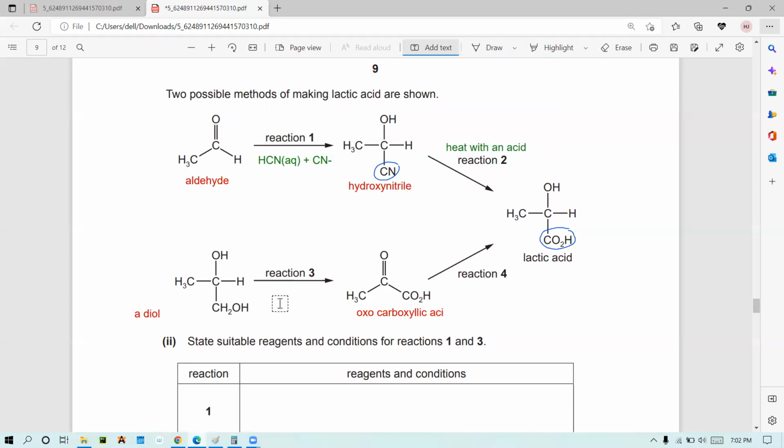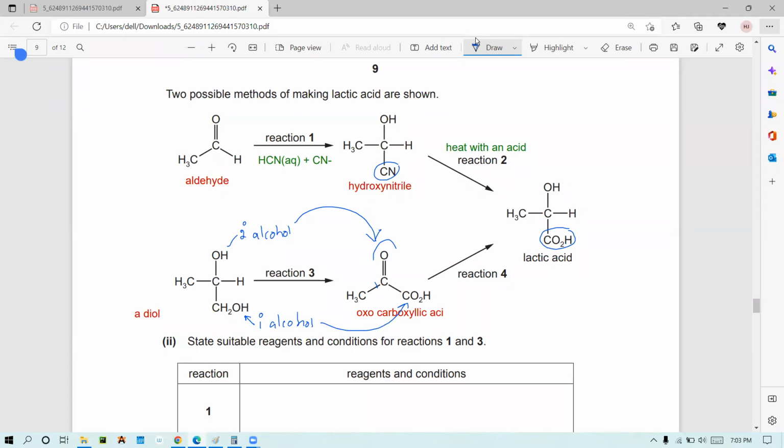Now we go to reaction number 3. In reaction number 3, we have 2 alcohol groups. The first one over here is a secondary alcohol. I'll write secondary like this, secondary alcohol. And this is a primary alcohol. Here we have a ketone group. Secondary alcohols go to ketones by oxidation. Primary alcohols go to carboxylic acid by oxidation.